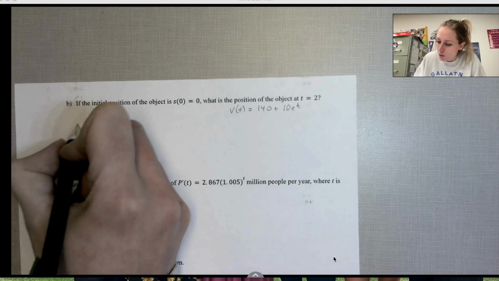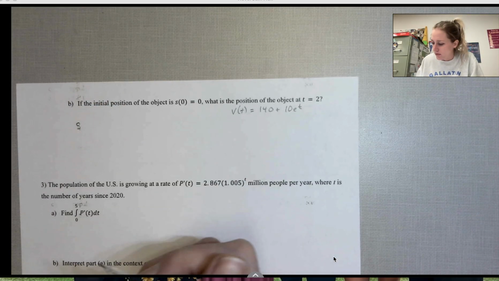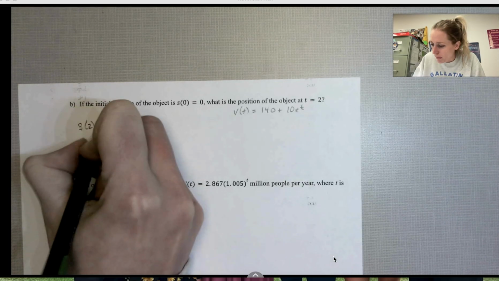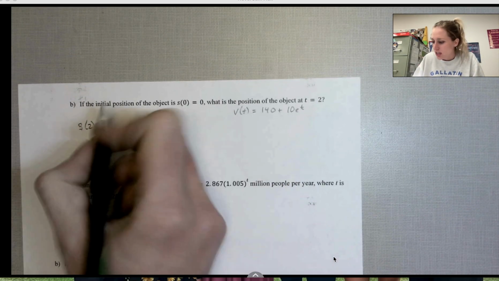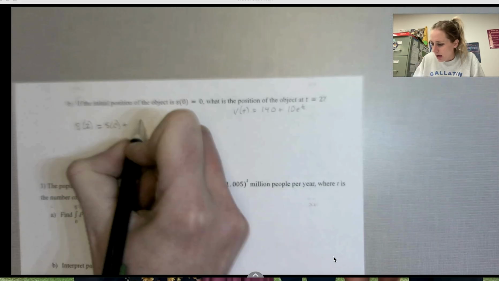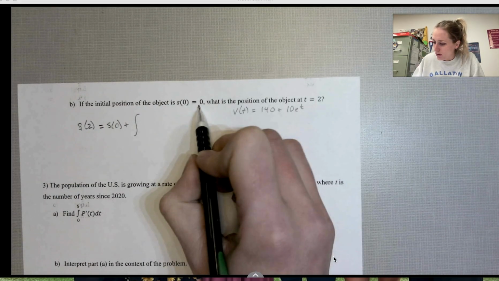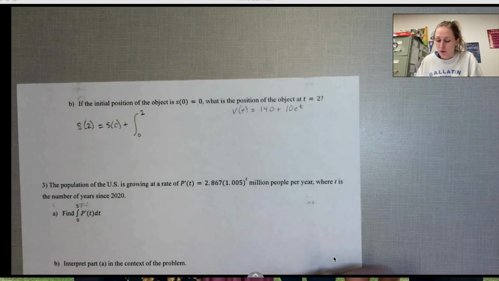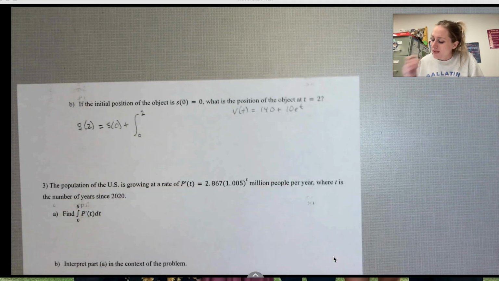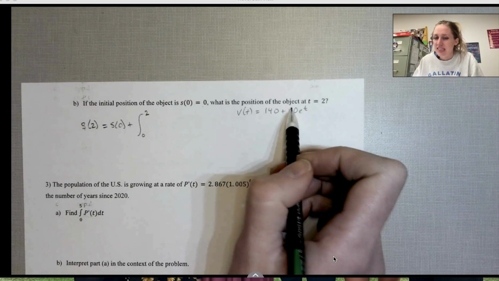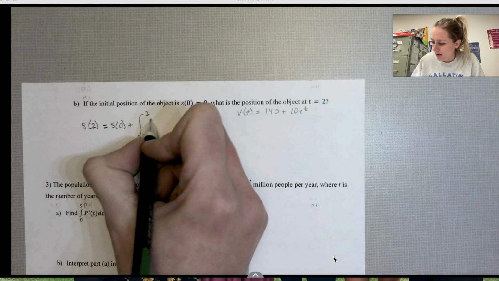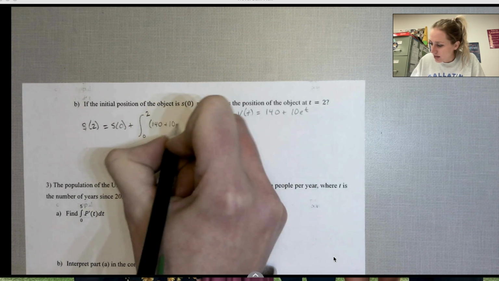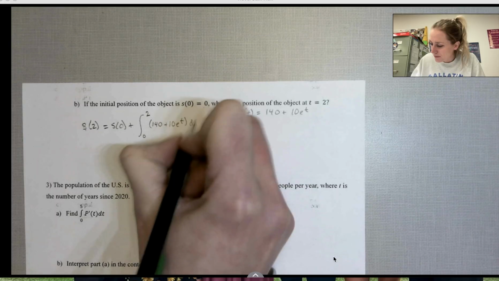So I'm trying to find what is s. S is our position function. So I'm trying to find s of 2. Okay, they give me an initial condition. Okay, my upper and lower bounds, 0 is the lower. They do want me to find 2, so I do have a number to put in for my upper. And then we want the antiderivative of velocity to get position. So I'm going to put my velocity function right here, 140 plus 10e to the t dt.